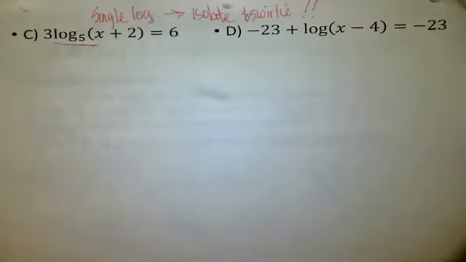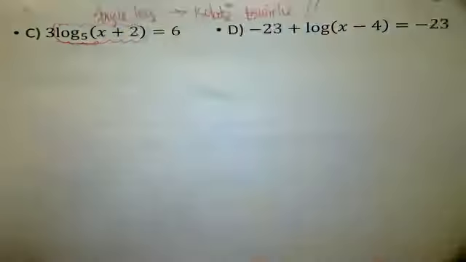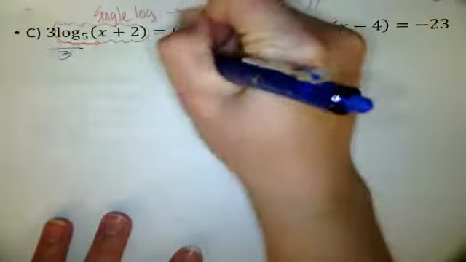So we have 3 log base 5 of x plus 2 equals 6. Isolate means that you need to isolate the log and whatever is attached. Okay? What do we need to do to isolate that logarithm? Divide by 3. That gives me log base 5 of x plus 2 equals 2.